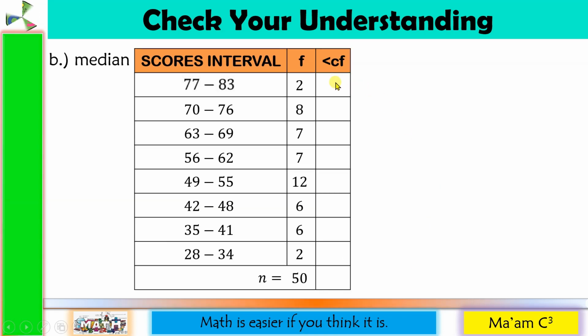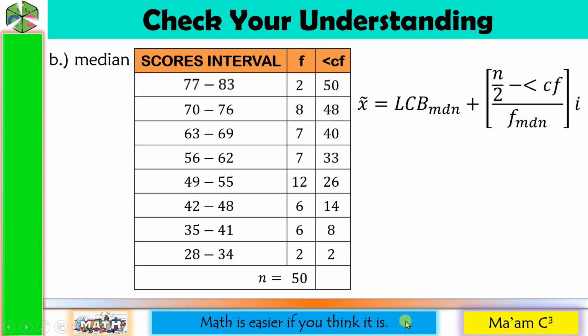I added an additional column here for less than cumulative frequency. We're going to start with the lowest class interval, and that is 28 to 34. The frequency is 2. We simply have to copy it here. And then we're going to add the next frequency. 2 plus 6 is 8. 8 plus 6 is 14. 14 plus 12 is 26. 26 plus 7 is 33. 33 plus 7 is 40. 40 plus 8 is 48, and 48 plus 2 is 50. And this is equal to our total frequency.